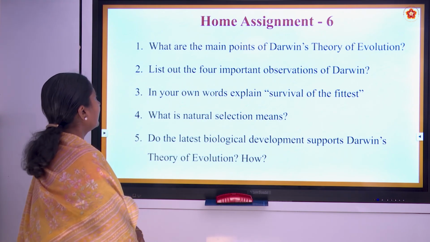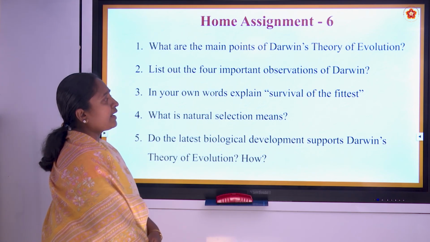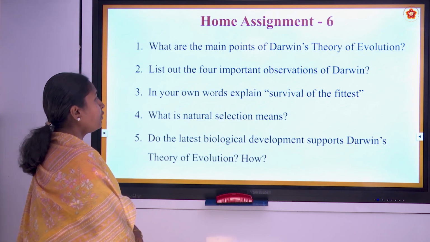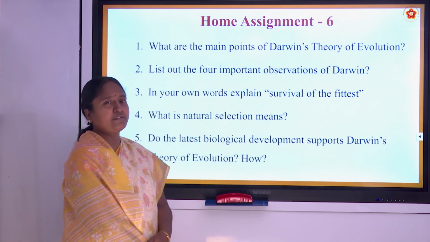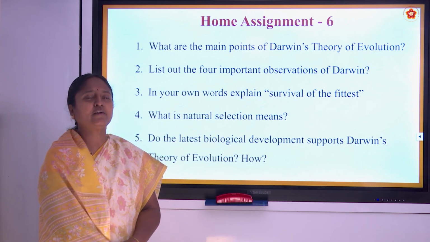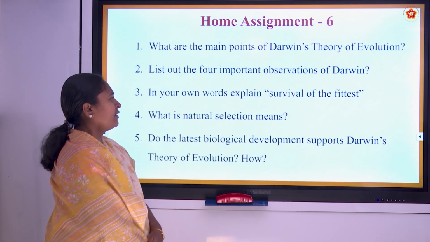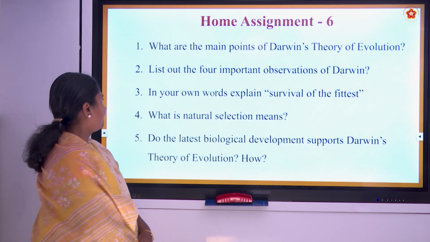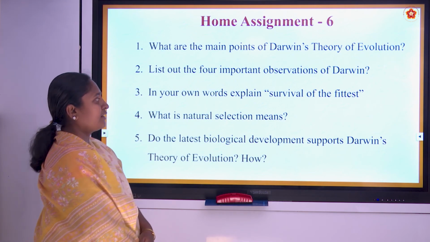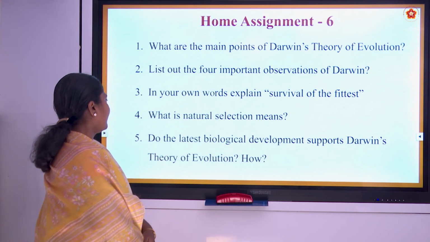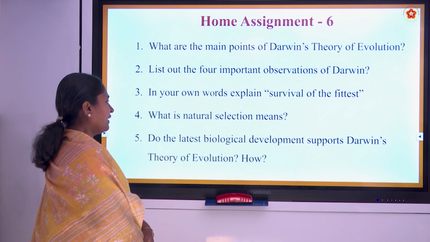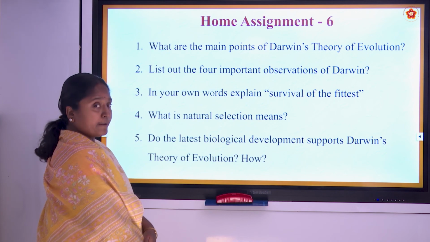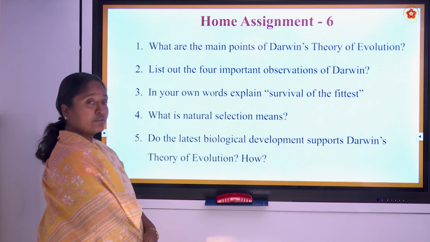The second question is, list out the four important observations of Darwin. The third is, in your own words, explain survival of the fittest. Whatever you feel, in your own way, how you can define the term survival of the fittest. The fourth question is, what does natural selection mean? And the fifth one is, do the latest biological developments support Darwin's theory of evolution? It is a yes or no type of question.